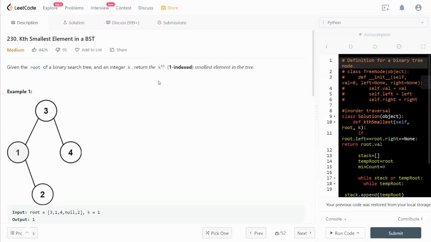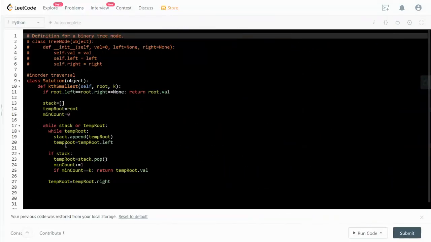Because we have to find the kth smallest element, we have to display the numbers in some sort of order, and that's exactly the order that we need. So basically, this answer will become an application of an in-order tree traversal. So let's do that together, and we will solve that by using a DFS.